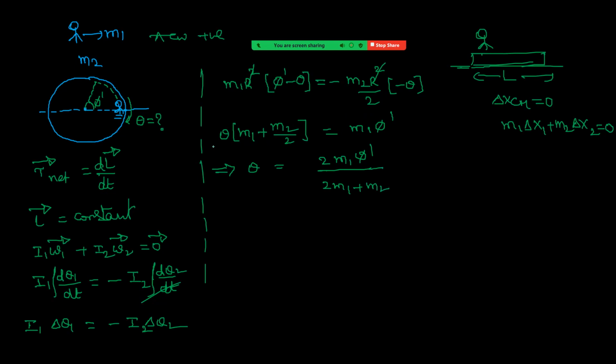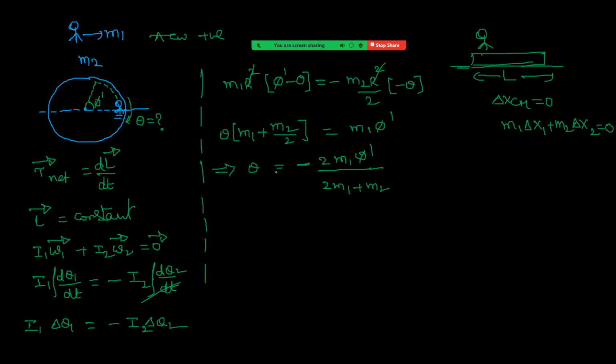Remember, here we have taken a sign convention, so we got only the value. In the solution, they have given a negative sign. The reason is that phi dash is anti-clockwise and theta is clockwise. If you want the sign, take it as negative here. See next what we have to calculate.